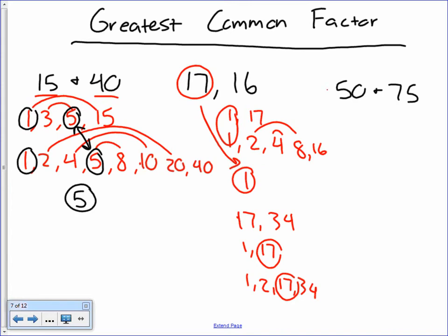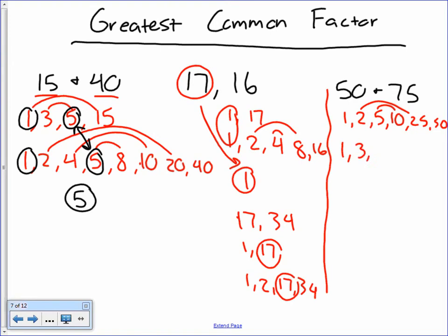50 and 75. So looking at 50, we got 1. We have 2. We have 5. Okay, 6, 7, 8, 9, not until 10. Okay, 5 times 10. 2 times 25. And then we have 50 at the end. And if we look at 75, I have 1. I have 3. I have 5. I have 25.